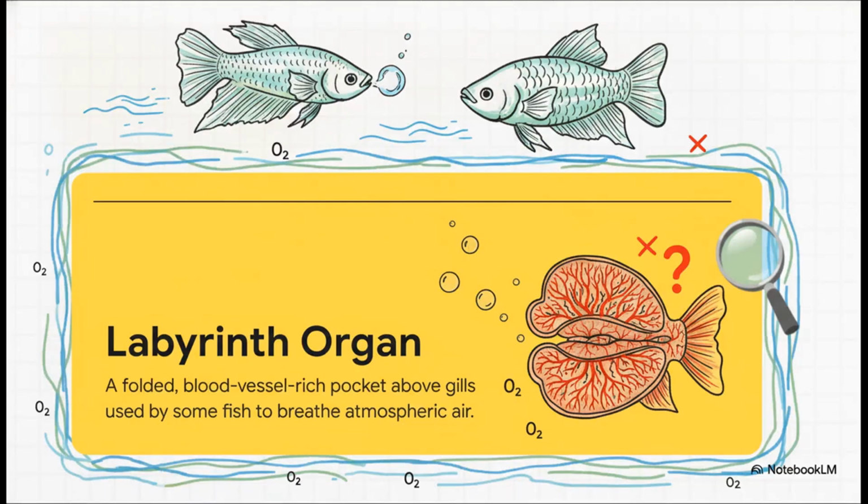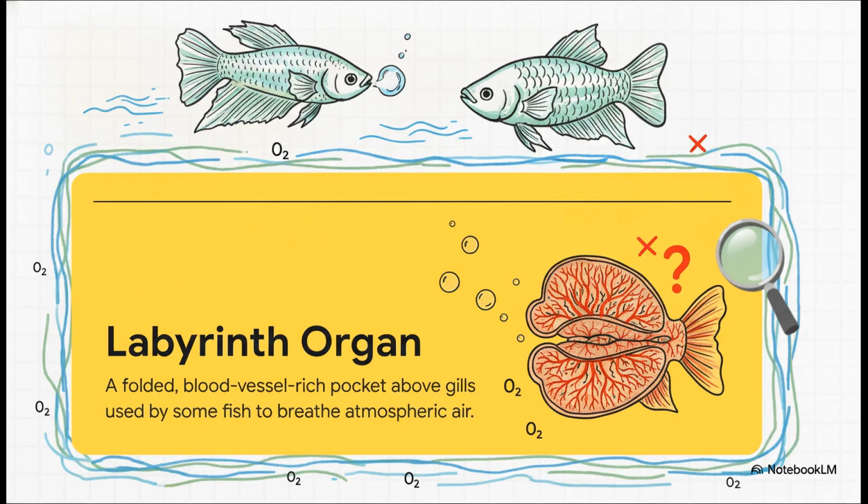Enter the labyrinth organ. If you have ever kept a betta fish or a gourami, you've probably seen them dart to the surface of the tank to take a gulp of air. They aren't just doing that for fun. They possess a highly specialized folded pocket just above their gills, completely packed with blood vessels. They literally gulp atmospheric air and the oxygen diffuses directly into their blood.